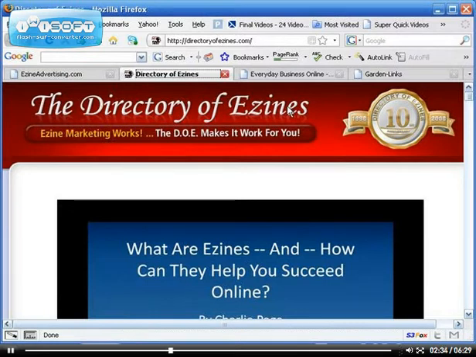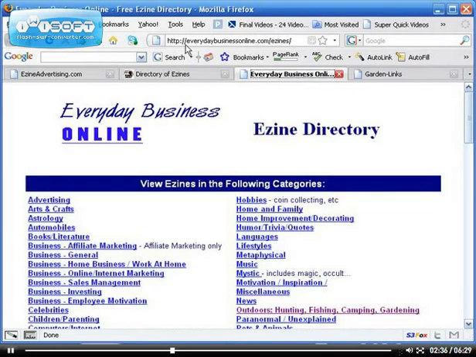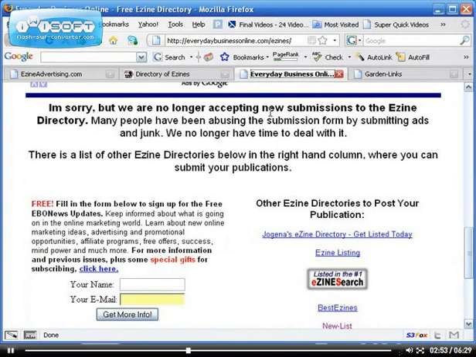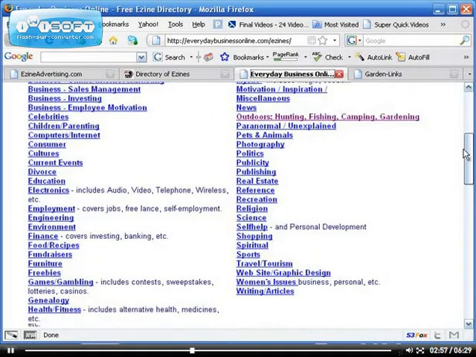If you do not, if you're just starting off, then you might want to try something like this one, for example, everydaybusinessonline.com/e-zines. I just picked this up arbitrarily off of the search engine, so you can do the same thing. As a matter of fact, I don't think these guys are even accepting, if I remember correctly down here at the bottom, yeah, they're not accepting any new submissions. So the ones that they have may be a tad bit outdated, possibly.